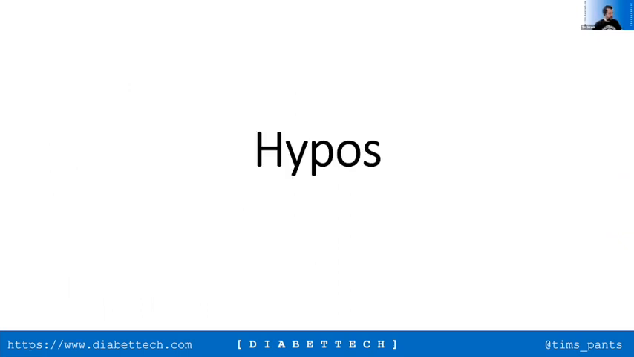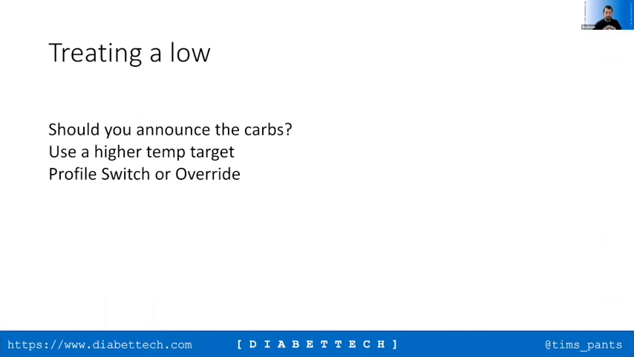So let's move on to hypos. When you are low or heading low, what do you do to treat it? Now, most of us will give carbs or take carbs. Should you use a higher temp target? Should you use a profile switch or an override? What are your thoughts?